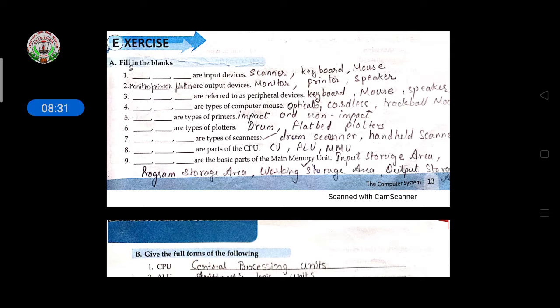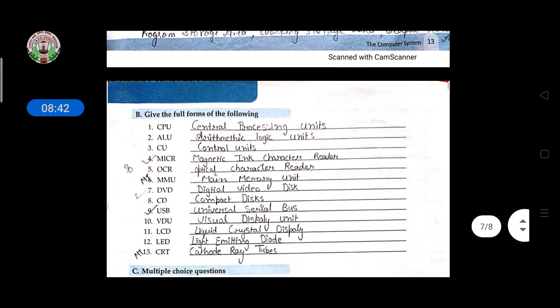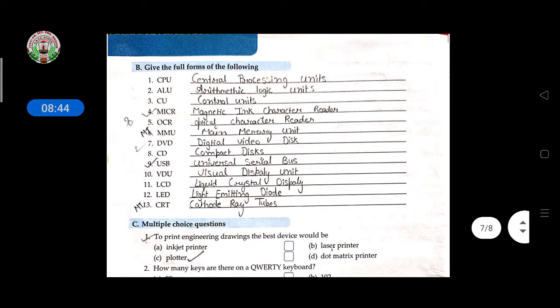Then the fill-ups on the basic parts of main memory, which we discussed just now: input storage area, program storage area, working storage area, and output storage area. Then come to the full forms. If this image is not clear for you, you can read the chapter once, and then you will get all the full forms. The short forms are given there, and all the full form answers are inside the book.